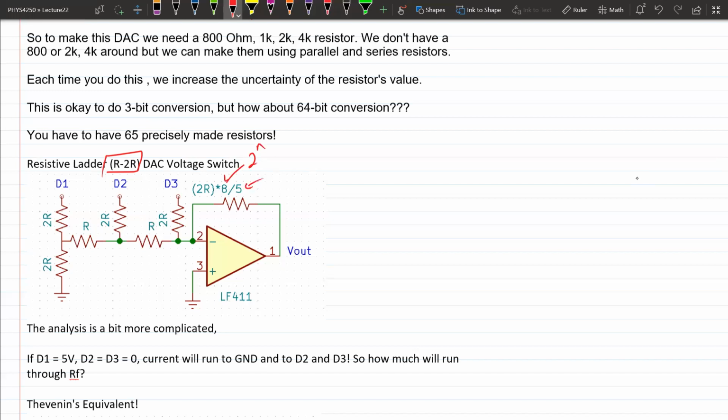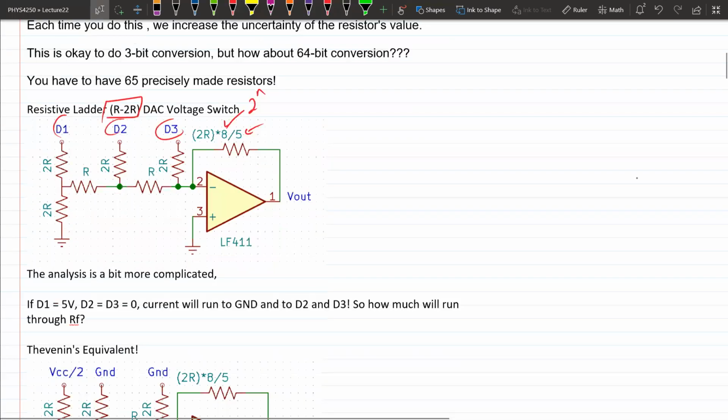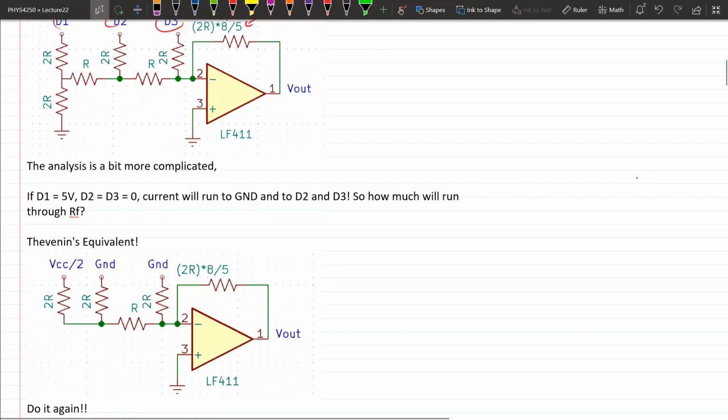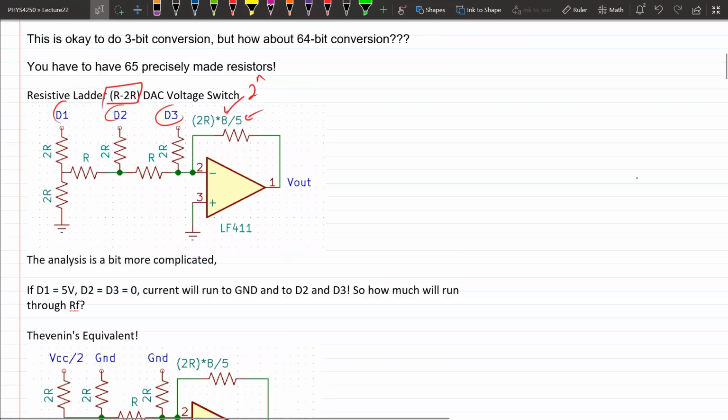And I think this 5, where does this 5 come from? This 5 comes from the fact that there's 3. There's probably a way to calculate that, okay? But this is known as an R2R ladder. The analysis gets a little bit more complicated. Okay, let's just do it.